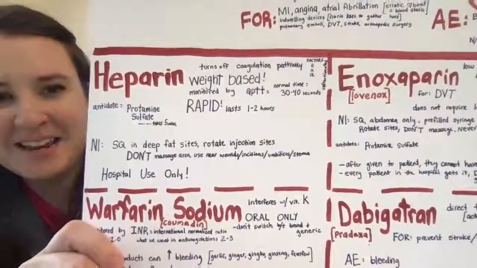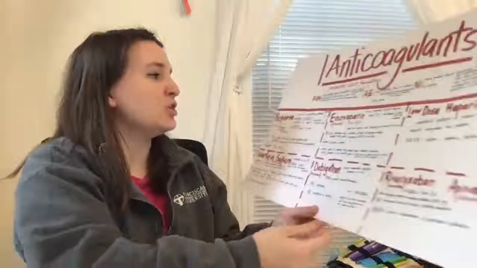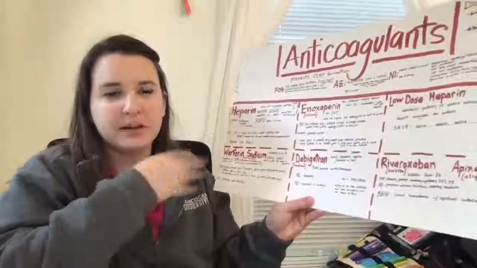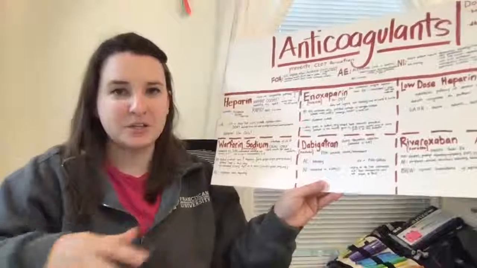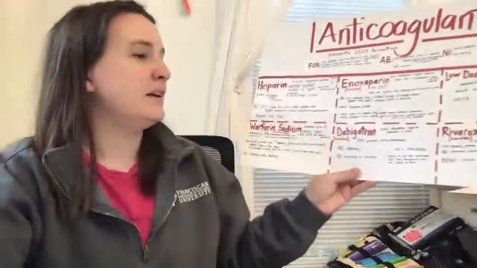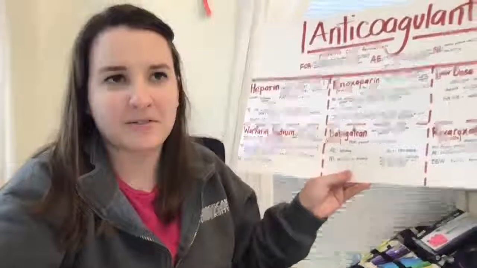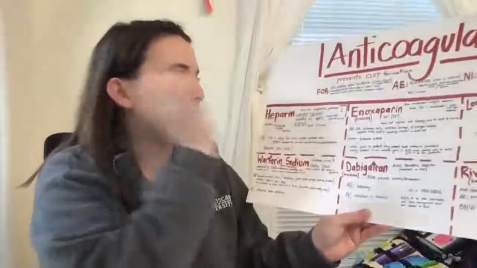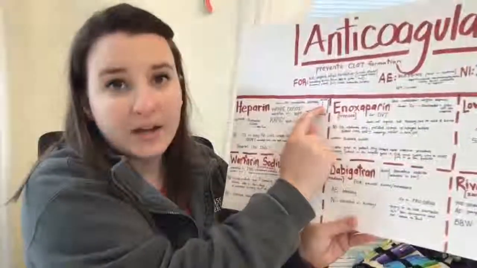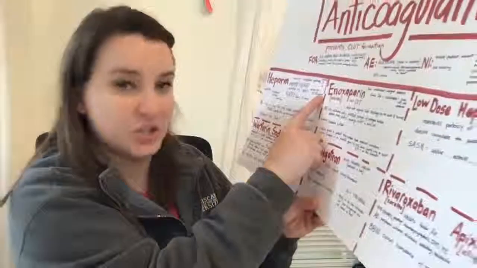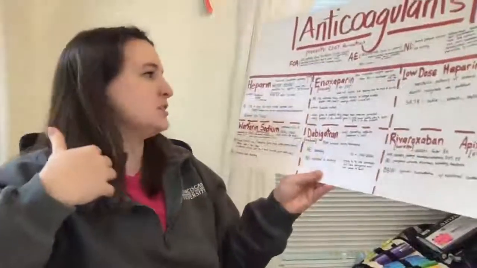We have heparin. I'm going to bring it closer so you can read it. Heparin turns off the coagulation pathway. For our class, we don't need to know the specific factors, but I'm going to tell them to you anyway. But just remember that if you are taking the pharmacology test that I'm taking, you do not need to know the pathways or the factors that are affected. So heparin turns off the coagulation pathway, factors 2, 10, and 9. This is unfractionated. So just remember that. We're going to talk about that in just a second.